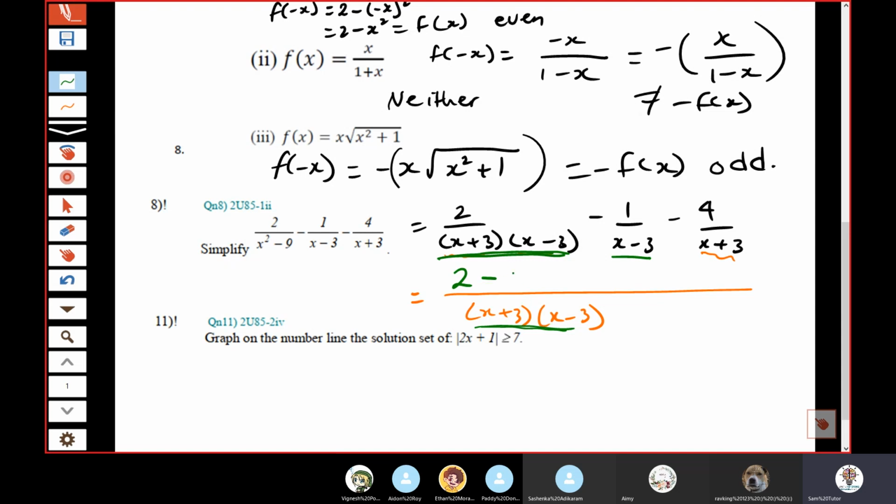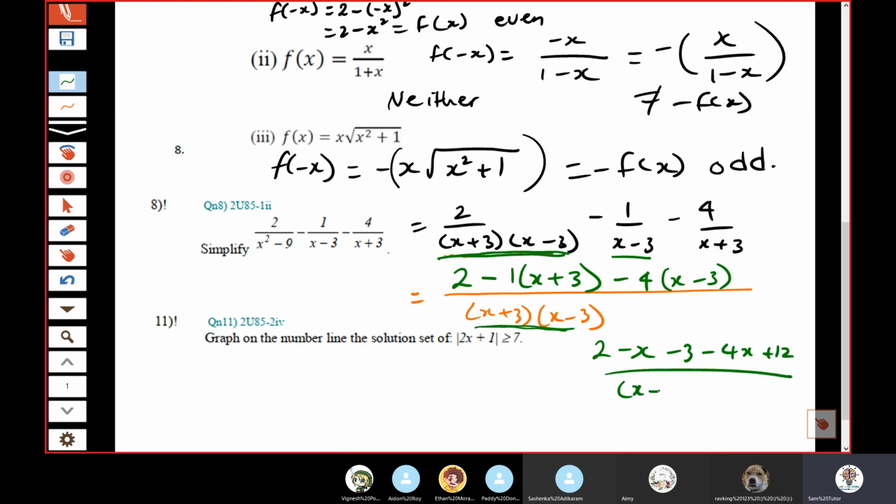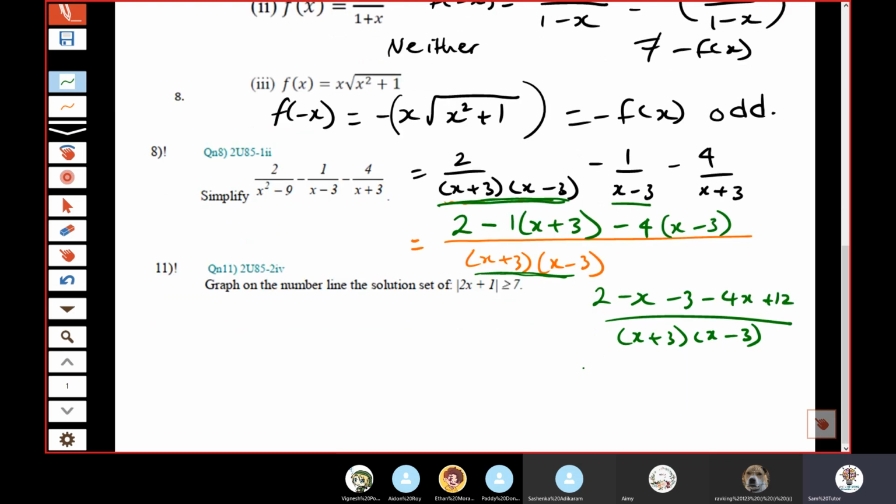So you're going to go minus 1 times x plus 3. Minus 4 times, what's missing from this? There we go. And then you expand the top and you're done. 2 minus x minus 3 minus 4x plus 12 over x plus 3, x minus 3. 2 minus 3 is minus 1, plus 12 is 11, minus 5x. Okay, that's the answer we are looking for.